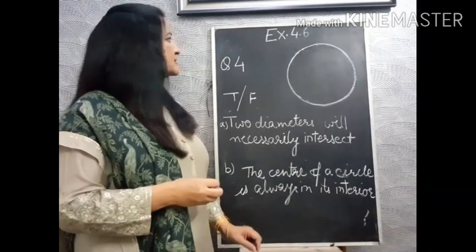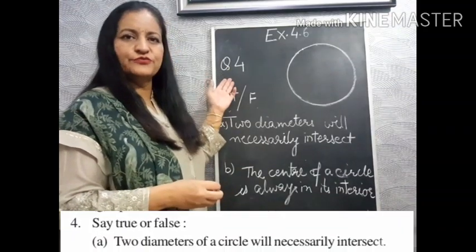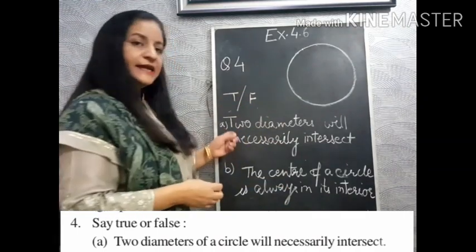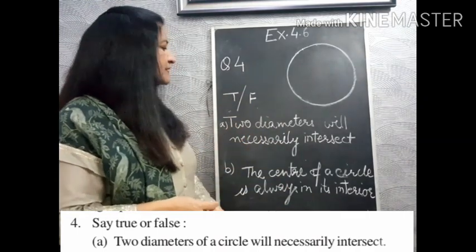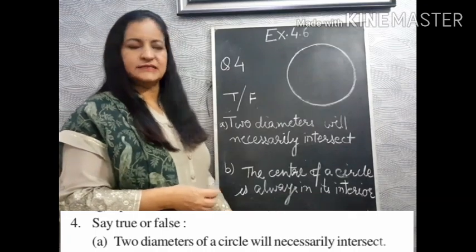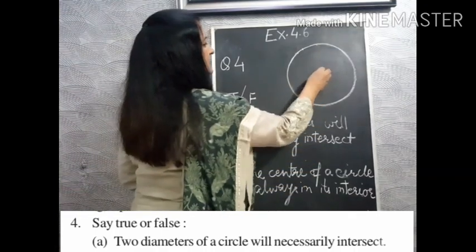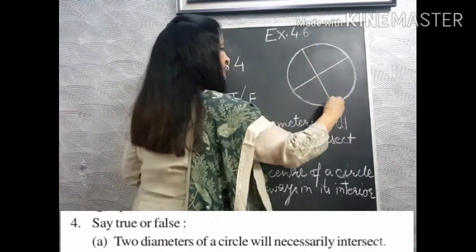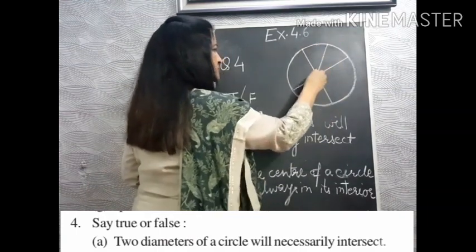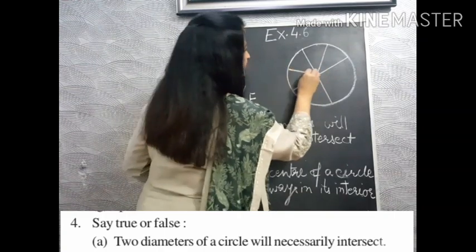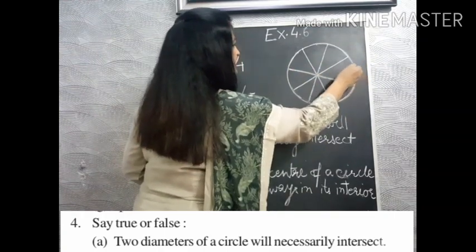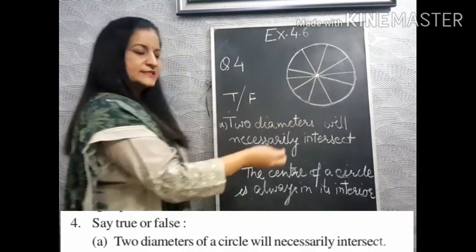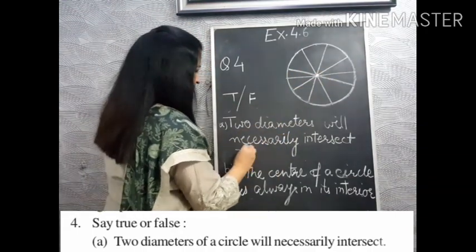Move on to question number 4 of exercise 4.6. That is true and false question. A part is two diameters will necessarily intersect. Now look at this circle. If we draw any of the diameters, diameter means any line which pass through the center. You see all these lines, they are passing through this center. So we will say that yes, this statement is true.